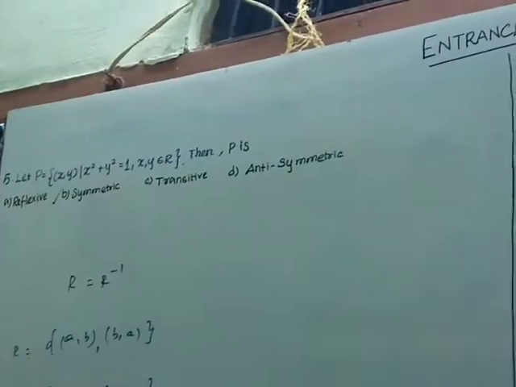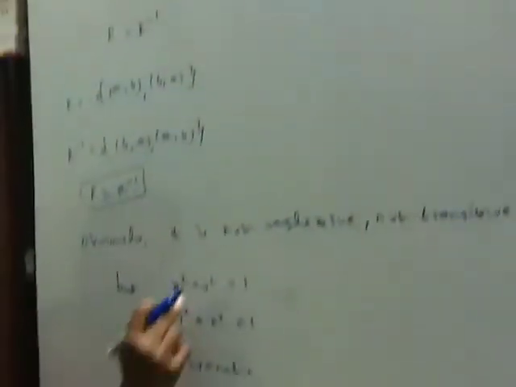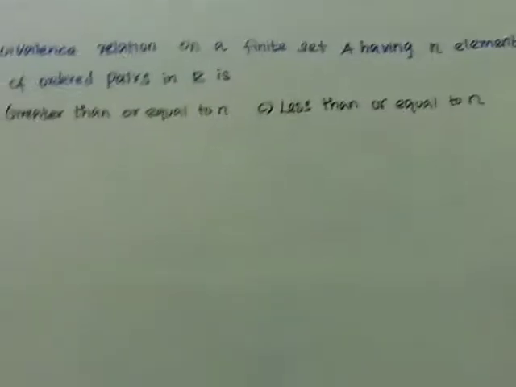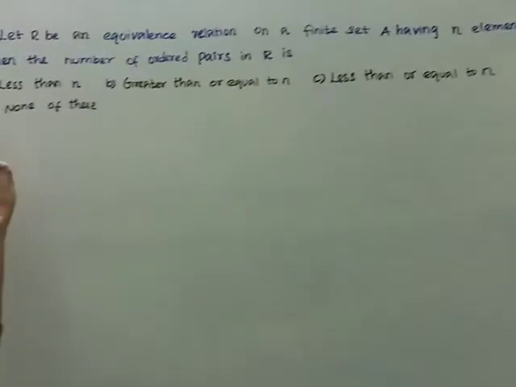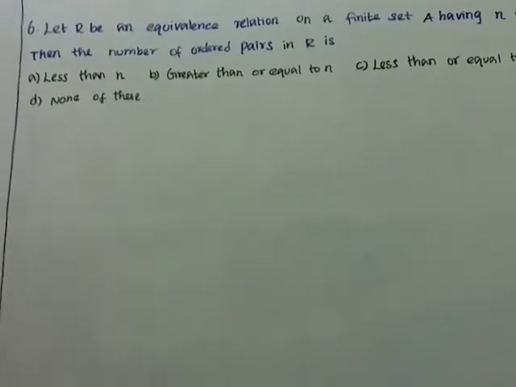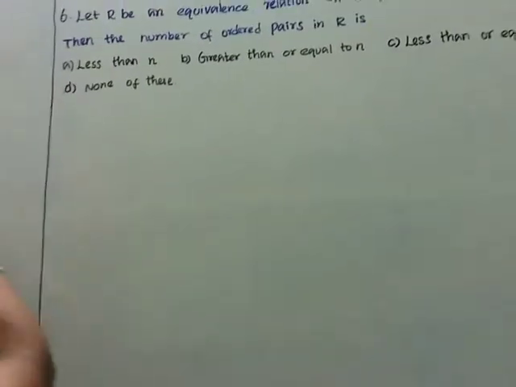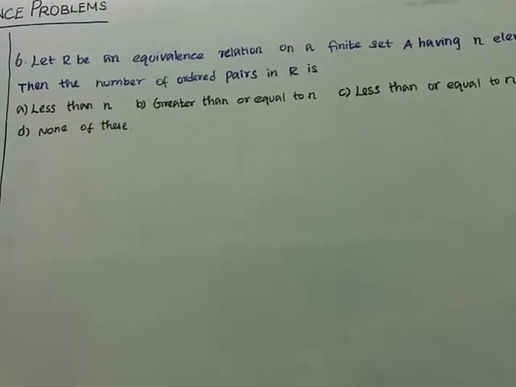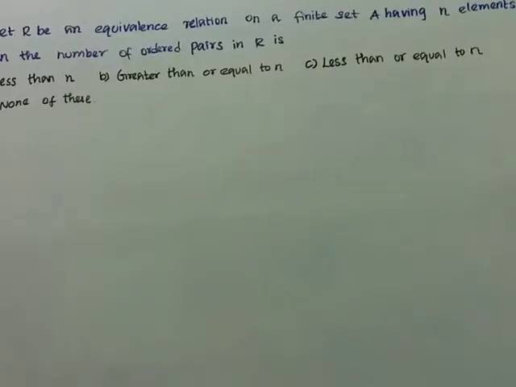Understand? In the place of x and y, if you put y and x, the value will be 1 because we have x square plus y square equal to 1. Clear? Next problem. In the fifth problem, the fourth problem concept is clear. The third problem and the R equal to R inverse concept.